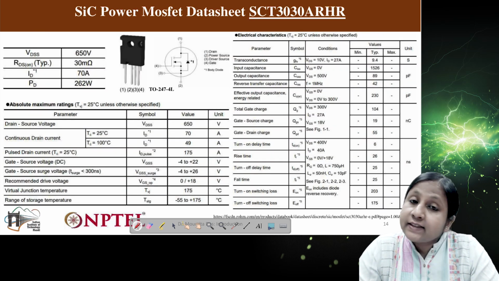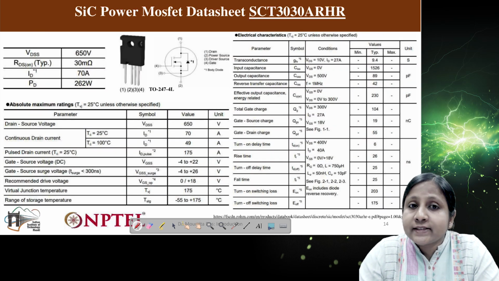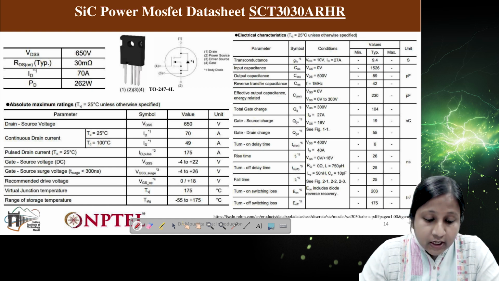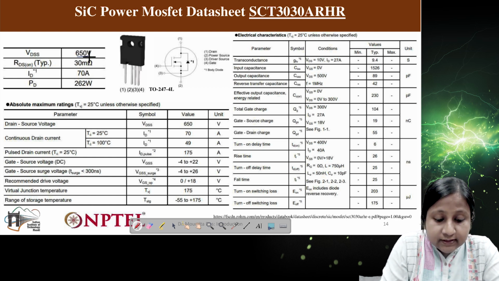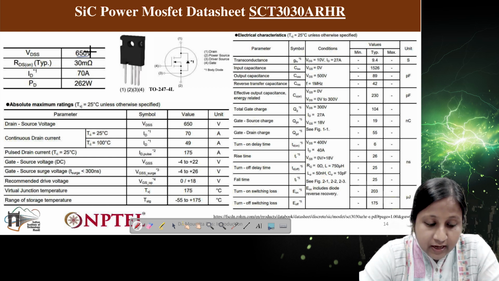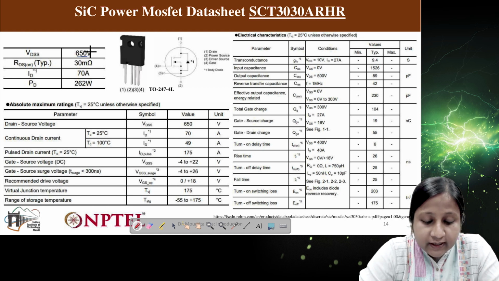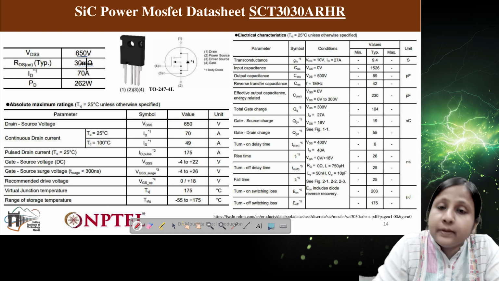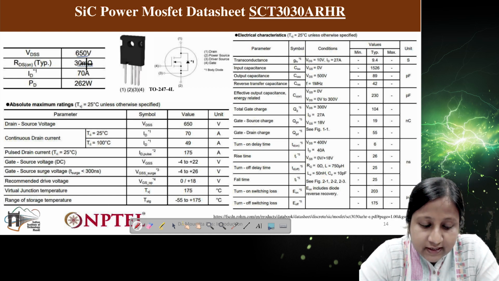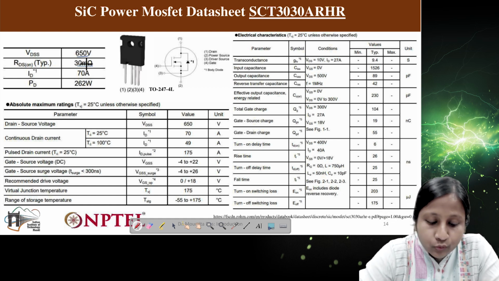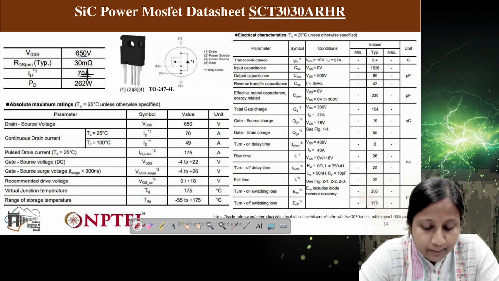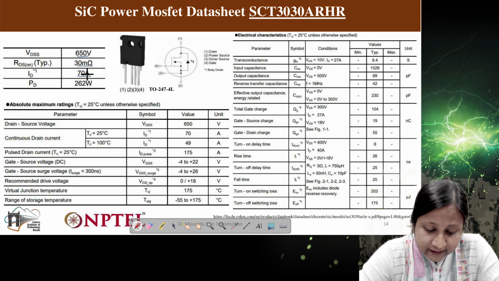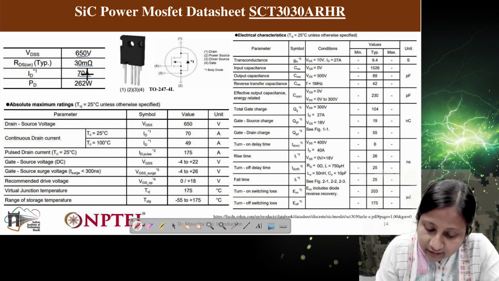Now let's see the datasheet of silicon carbide and where exactly it is different from the GaN. So you can see here this device is also shown for same voltage level. This is 650 volts and RDS on here it is 30 milliohm. So you can see here this conduction loss is much lower and the drain current capability is 70 ampere. So in this case you can see here different other factors.